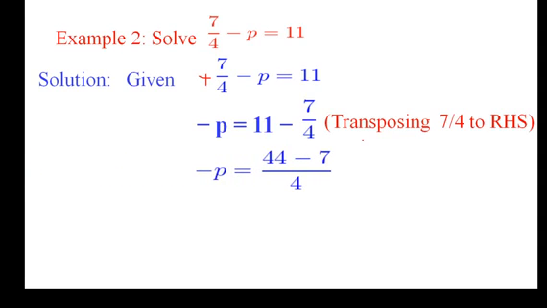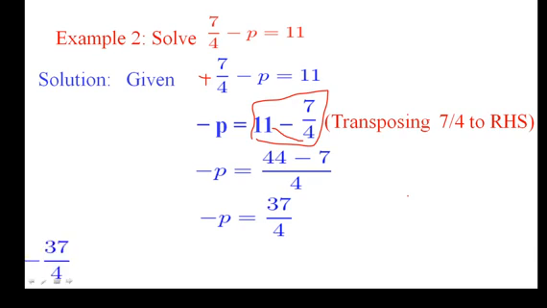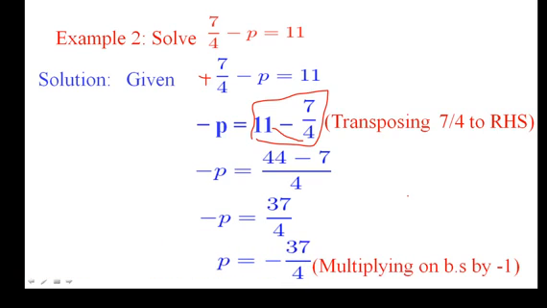So minus p is equal to, now here we are doing LCM, 4 into 11 is 44, minus 7 by 4. We know how to do simplification for the given fractions. This value should be 44 minus 7, so 11 into 4 minus 7. 11 fours are 44 and minus 7 as it is, by whole 4. Next, minus p is equal to 44 minus 7, which is 37 by 4. So p is equal to minus 37 by 4 when we multiply by minus 1 on both sides.